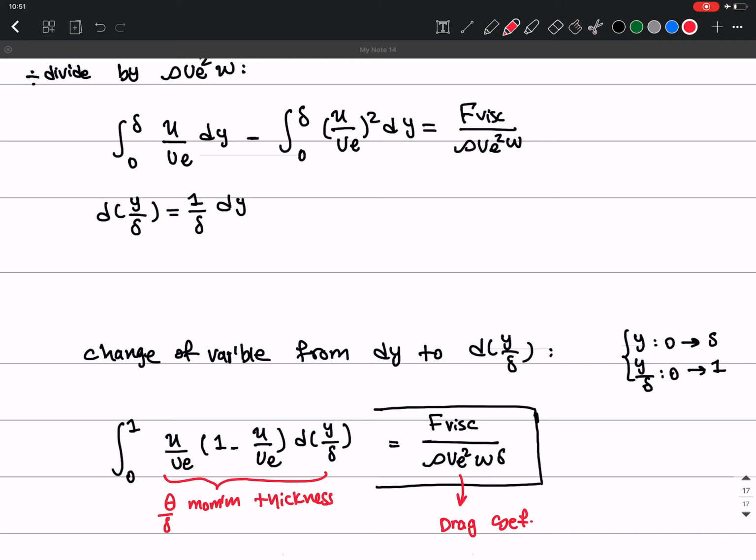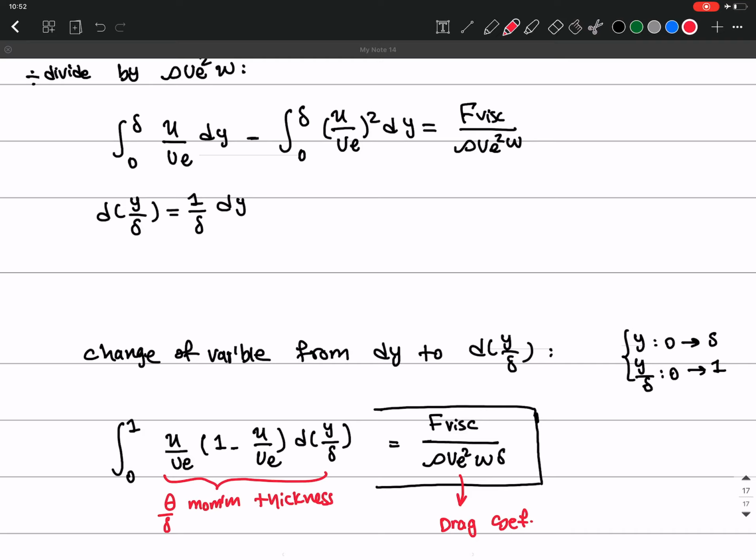So we have many unknowns here in the problem. Like we have u, we don't know F viscosity, and we still cannot really solve this problem. We don't even know delta. We don't know delta, but delta is where u over ue is around the 99 percentile.